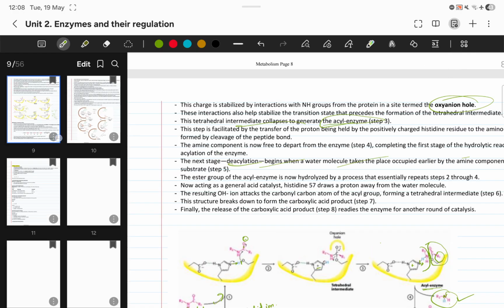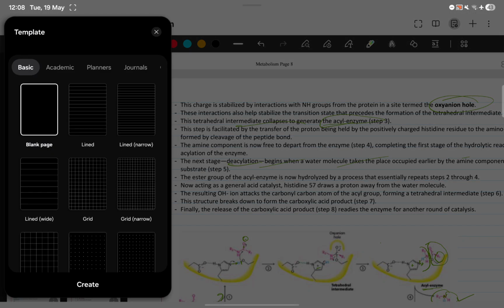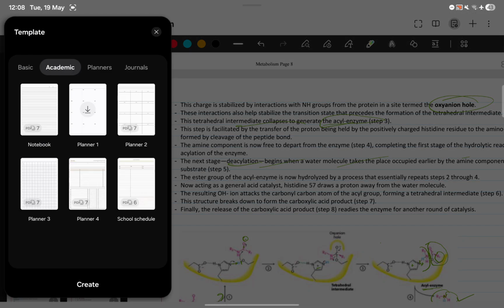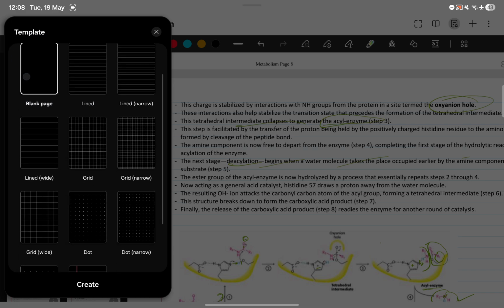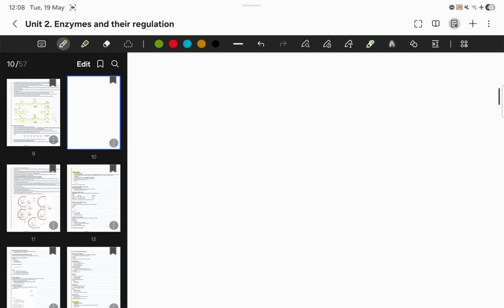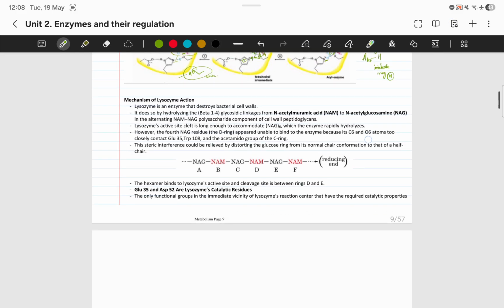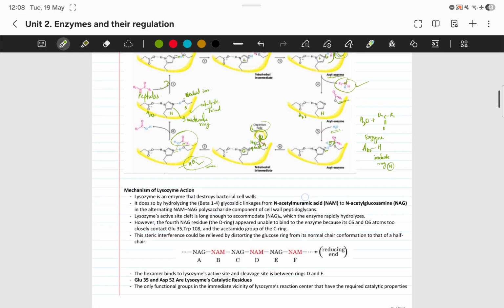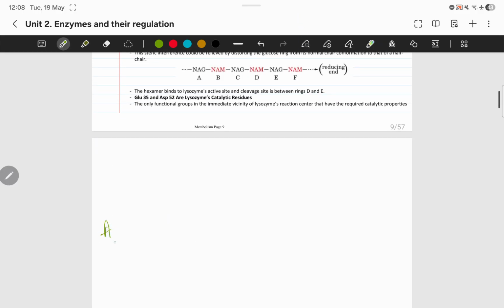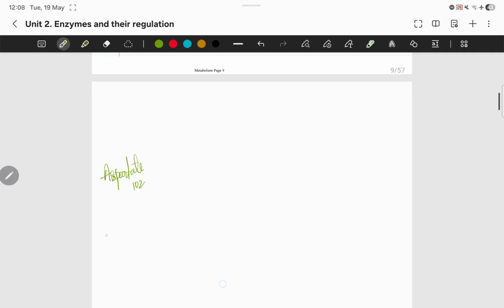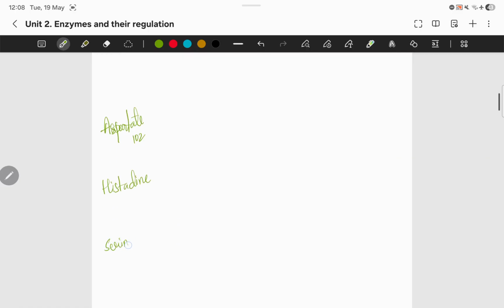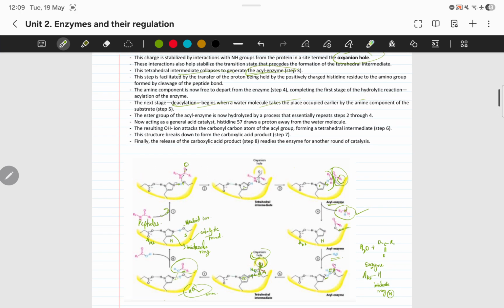I need a page. Add page. Weird. Add page. But what was that? Okay, so let us start with the thing. I don't even remember. So I need aspartate 102. I need histidine, I don't know the number, and serine, and this is my, what is this, catalytic triad.